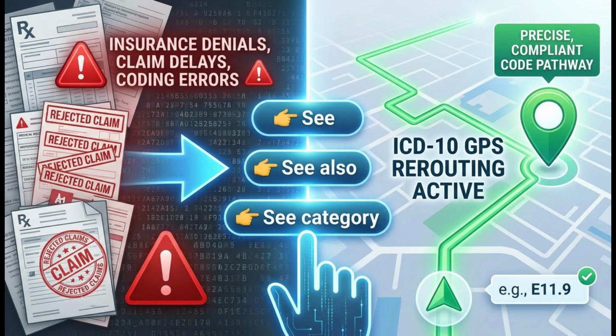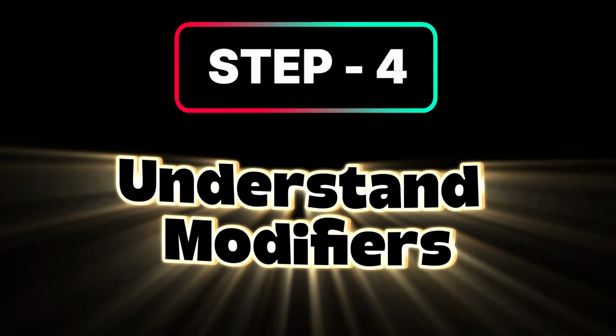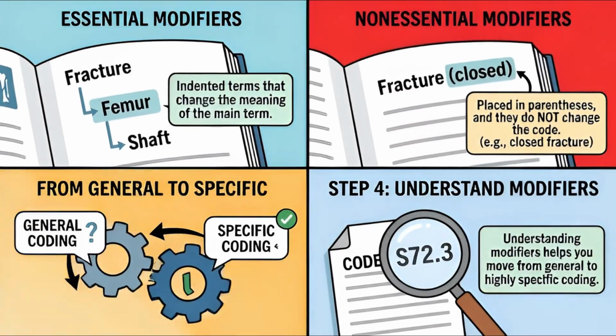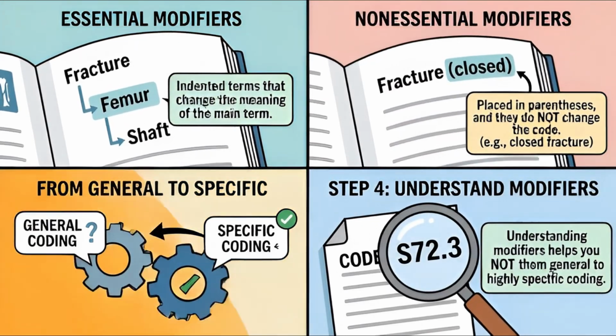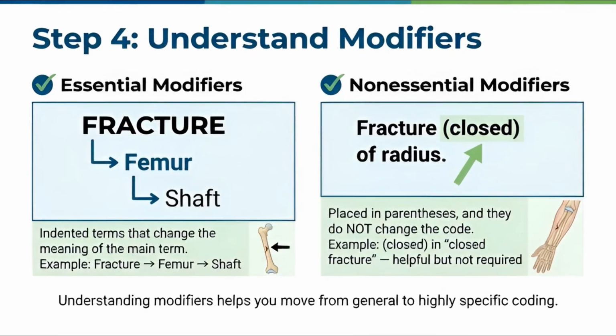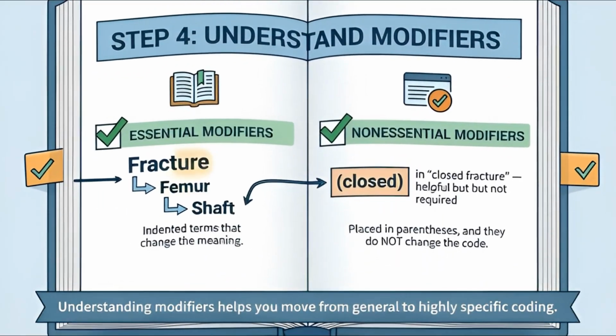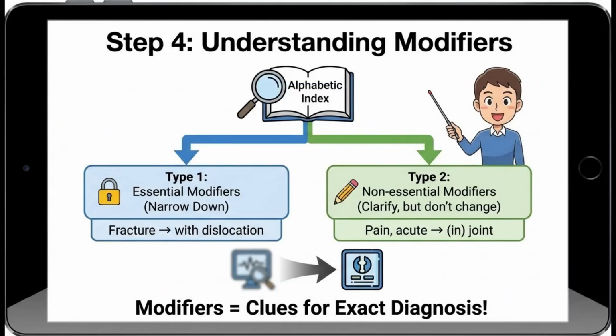Think of these as the ICD-10 version of GPS rerouting, leading you to the correct, precise, compliant code pathway. Step 4. Understand modifiers. All right, step 4, and this one is all about modifiers in the alphabetic index. Think of modifiers as the clues that help you sharpen a diagnosis from general to exact. There are 2 types of modifiers you'll see, and knowing the difference is a big deal in ICD-10 accuracy.